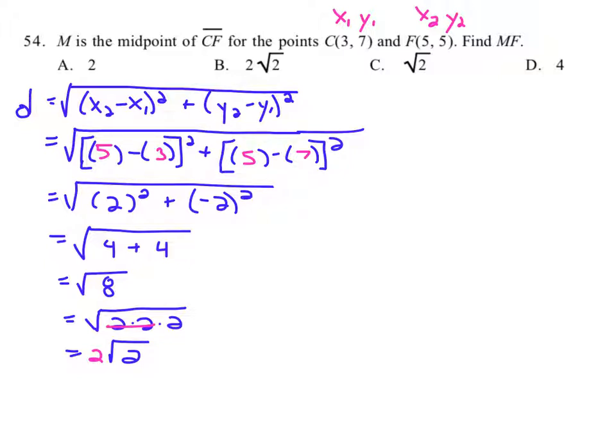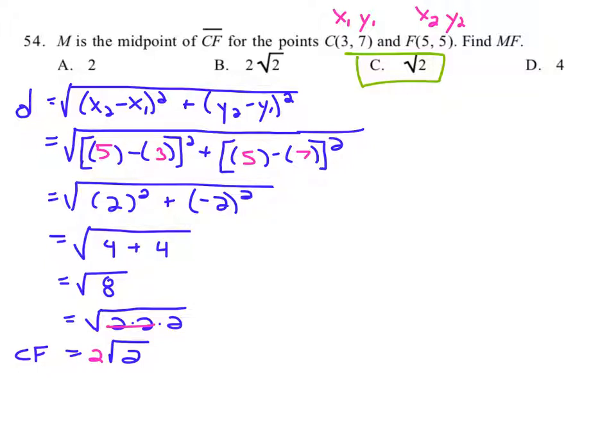Okay, that's the distance from C to F, and I could write that as CF without the bar over it, means the distance between points C and F is 2 root 2. So if MF is half of that total distance, then what's half of 2 times root 2? Well, 1 times root 2. And 1 times root 2 is just root 2. We just call it root 2. That is this right here.